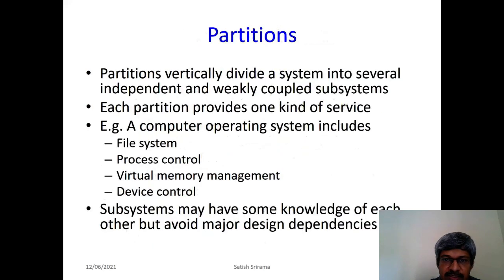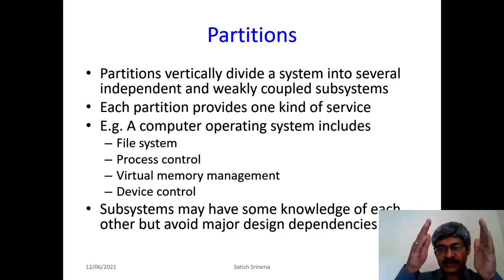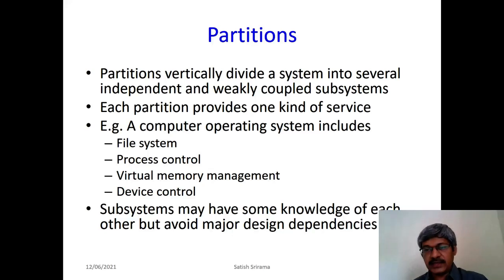The other approach is partitioning. Partitions vertically divide a system into several independent and weakly coupled subsystems. Each partition provides one kind of service. Think about a computer operating system. You have the file system as one subsystem. Then process control is implemented as another subsystem, virtual memory management is another subsystem, and device control is another subsystem. There will be several subsystems, and these are implemented as partitions.